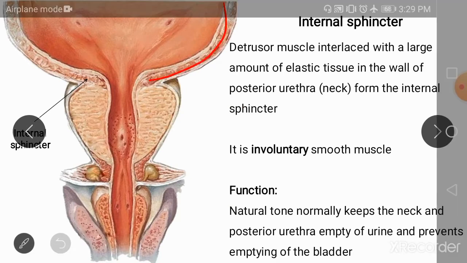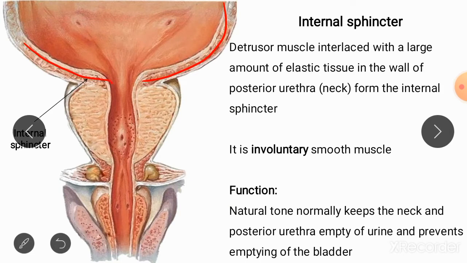This bladder narrows down and continues down as the urethra. At the junction of the urethra and the bladder, the smooth muscle cells form a thickening along with elastic fibers, and this forms a sphincter. This is known as the internal sphincter. And remember that it is involuntary. It is not under your control. It is under the control of your autonomic nervous system.